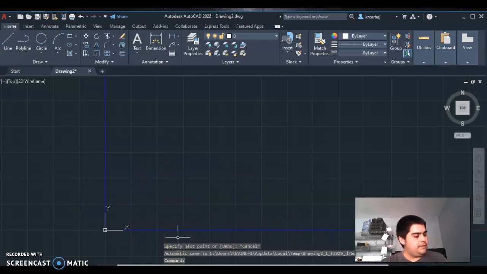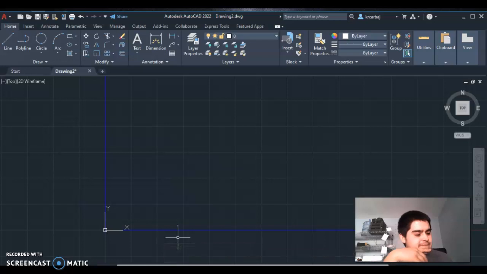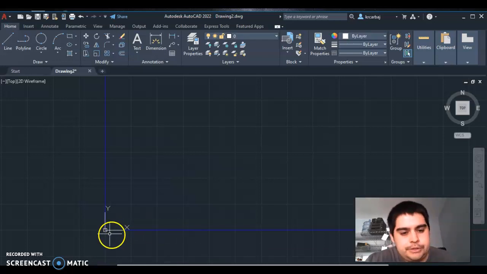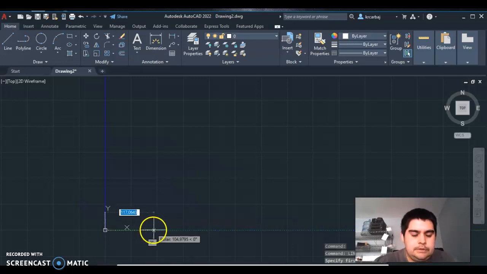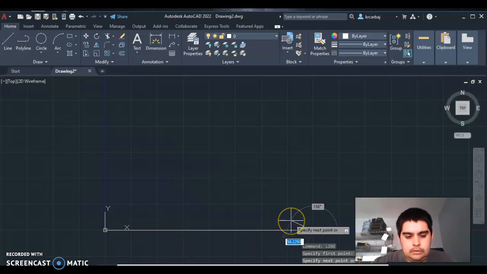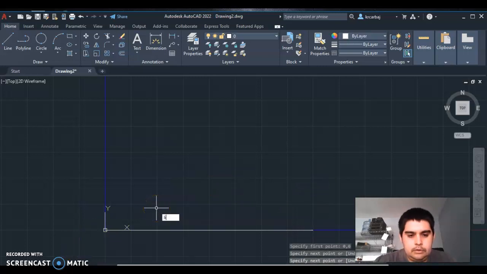So I'm going to draw the axial force, the vertical force at 500 kilopascals. So start from the origin, line 0, 0, 500 kilopascals. Then we'll do another one, line 0, 0. Let's do this one at 200. Okay. Then we're going to draw our circle.